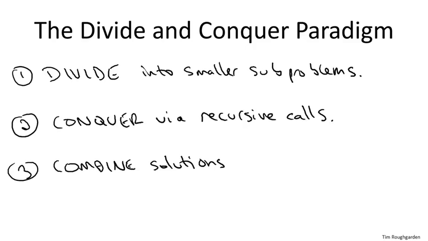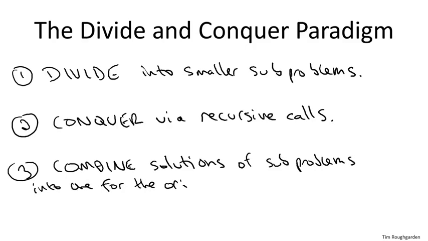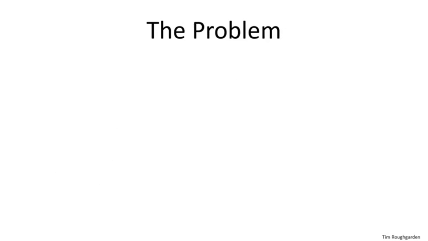So the third step is to combine the solutions to the subproblems into one of the original problem. Generally, the largest amount of ingenuity happens in the third step. How do you actually quickly combine solutions to subproblems into one to the original problem? Sometimes you also get some cleverness in the first step with division. Sometimes it's as simple as just splitting an array in two, but there are cases where the division step also has some ingenuity. Now let's move on to the specific problem of counting inversions and see how to apply this divide and conquer paradigm. So let me begin by defining the problem formally.